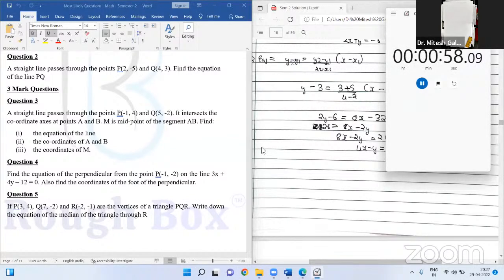I'll wait for another 30 seconds because I believe it's a slightly longer question. Because first you got to find the equation, then substitute the coordinates of A and B in the equation, and then the midpoint M. We're done? Yeah, raise your hands. 20 participants, hands raised.